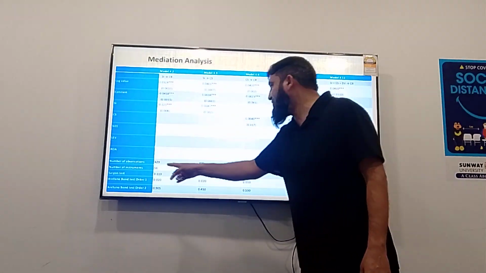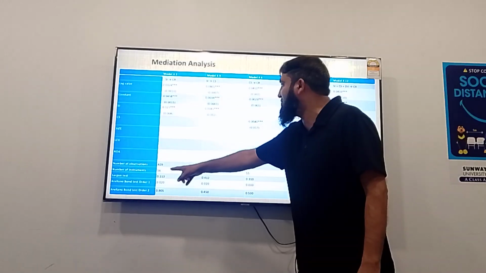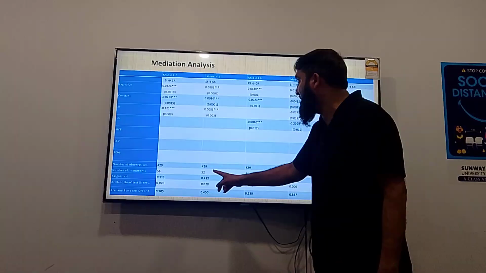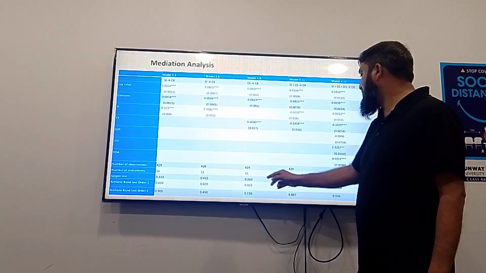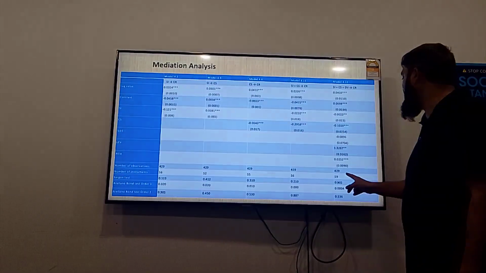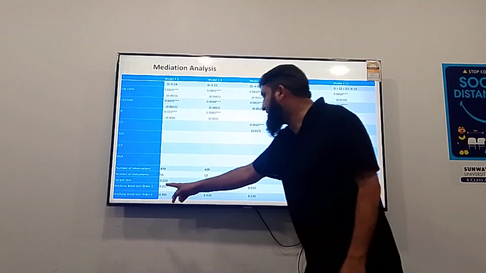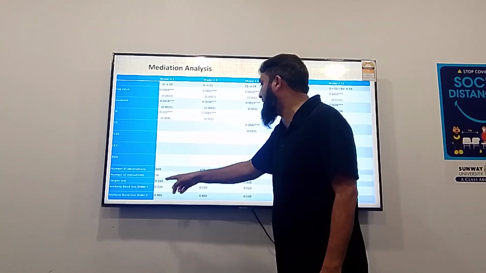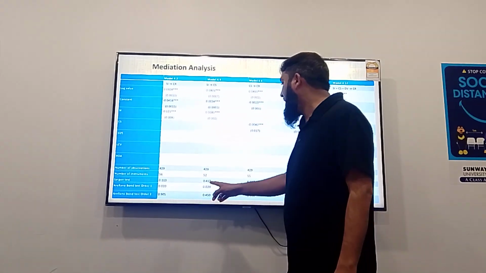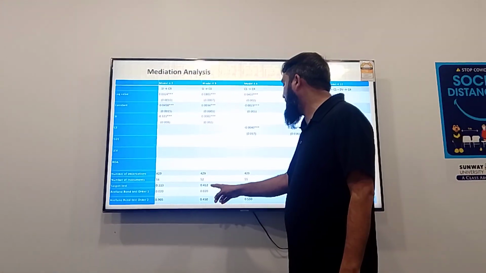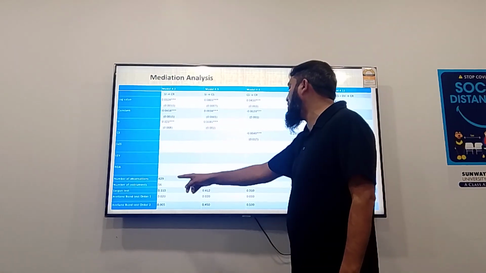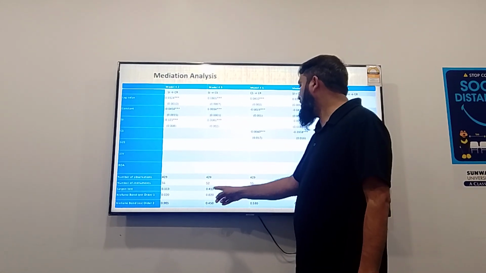If we come to the number of instruments, we have different instruments. For instance, in model 4.2, we have 56, then 52, then 55, then 56, and finally 59. Let's come to the Sargan test. Model 2 tells us 0.113. Comparatively, model 4.9 is more than model 10 and model 4.2.